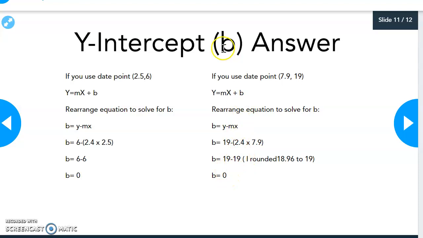So again, finding the b, or the y-intercept, you can use either data point set. You do not have to show both of these calculations, the one on the left side and the right side. Just one or the other, depending on which data points you use. I just wanted to show you both so you know that either one you use should equal the same intercept. In this case, it does.